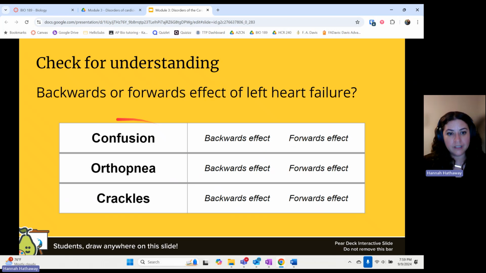Okay, confusion. Confusion would be caused by inadequate perfusion to the brain. So if we're talking about perfusion, if we're talking about an organ not getting enough blood, that would be a forwards effect.